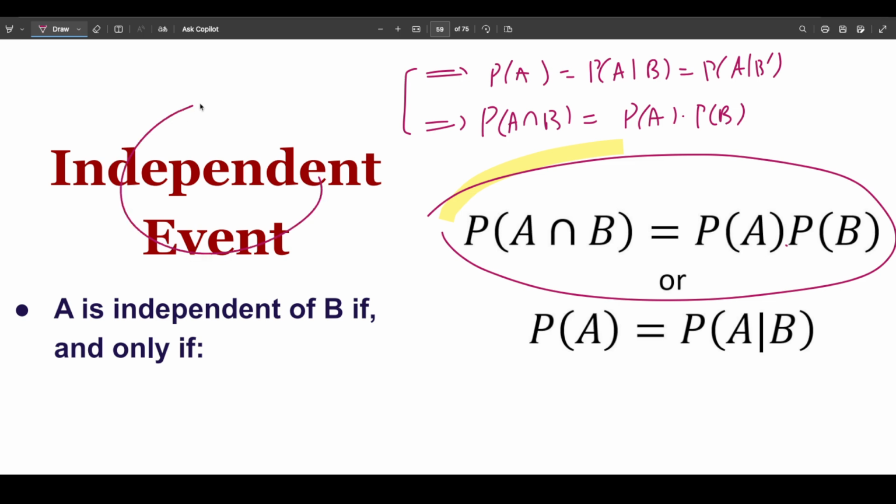So remember, anytime you see the term independent, it means probability of A and B equals probability of A times probability of B, or probability of A equals probability of A given B equals probability of A given B not. What does this equation mean? It means that no matter what happens to B, probability of A is always going to be the same. Even if you condition on event B, the final answer for probability of A is always the same. Okay.